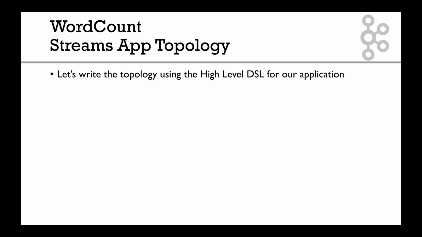Okay, so here's our word counts, and we're going to start writing the meat of our program, really the code that really matters, which is the Streams app topology. So we're going to use the high-level DSL, as mentioned before. And remember that in Kafka Streams, you have the key on the left and the value on the right, okay? Because every message in Kafka has a key and a value.